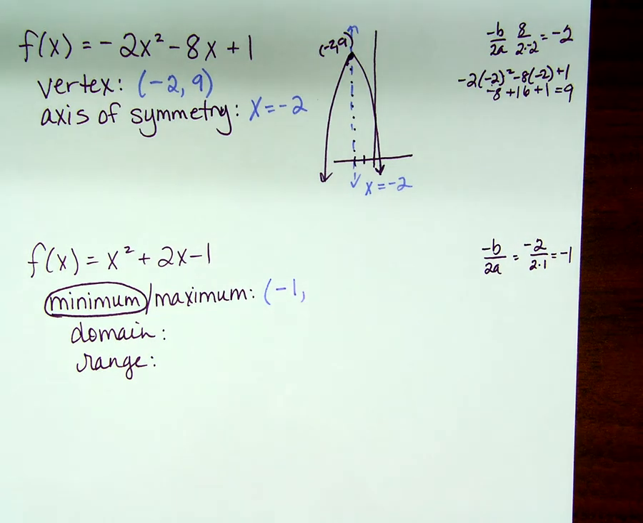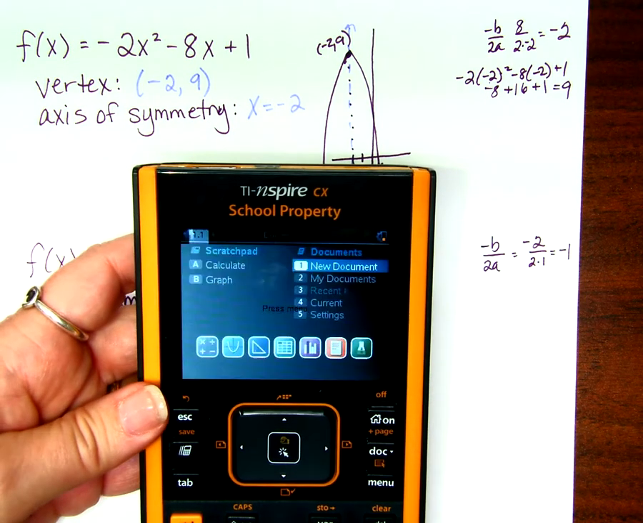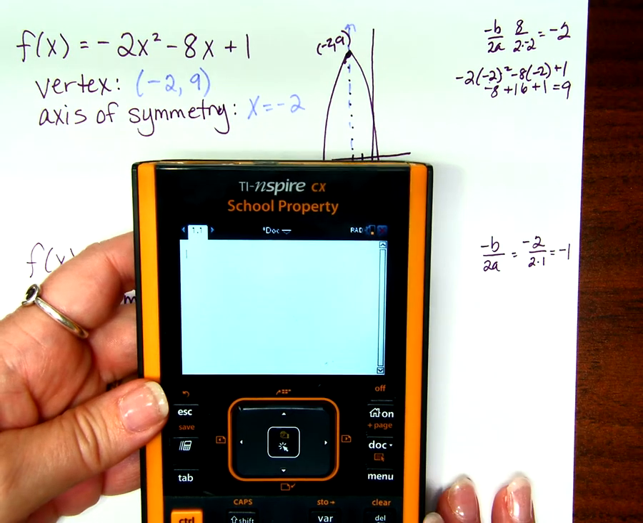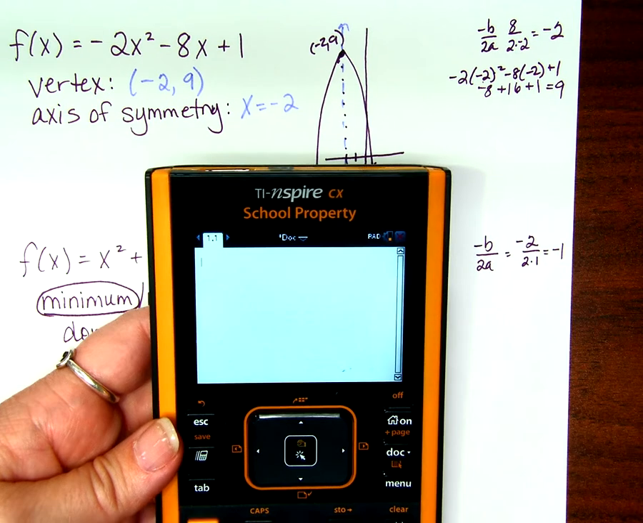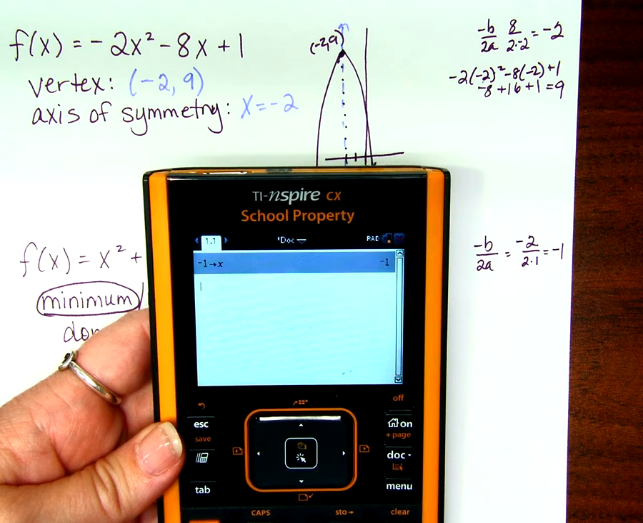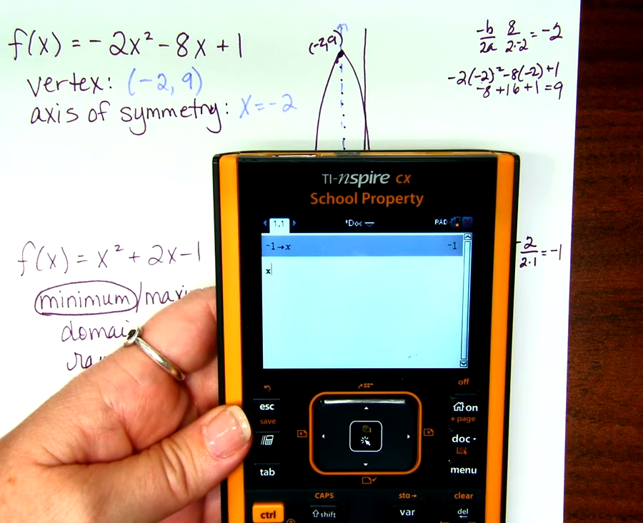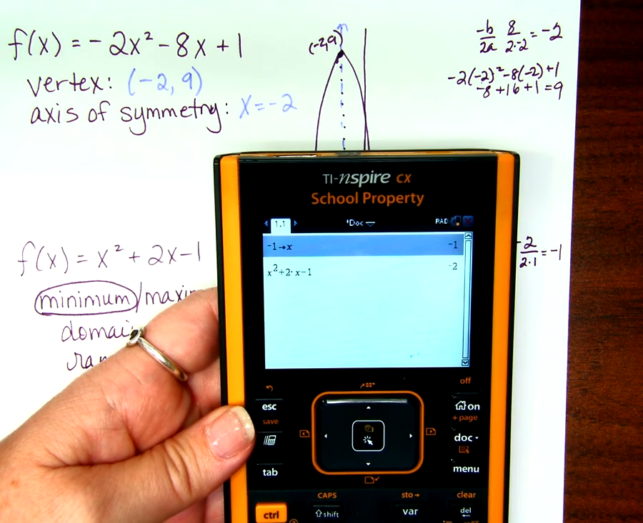How do I find the y-coordinate again? Plug it in. Can I show you a couple different ways to do that? That's maybe sometimes faster. Not always, but maybe sometimes it is. Okay? First of all, I could open a calculator page, and I could say x is negative 1, right? So I'm going to store negative 1 as x. And then I'm going to put in the equation, x squared plus 2x minus 1, and get negative 2.